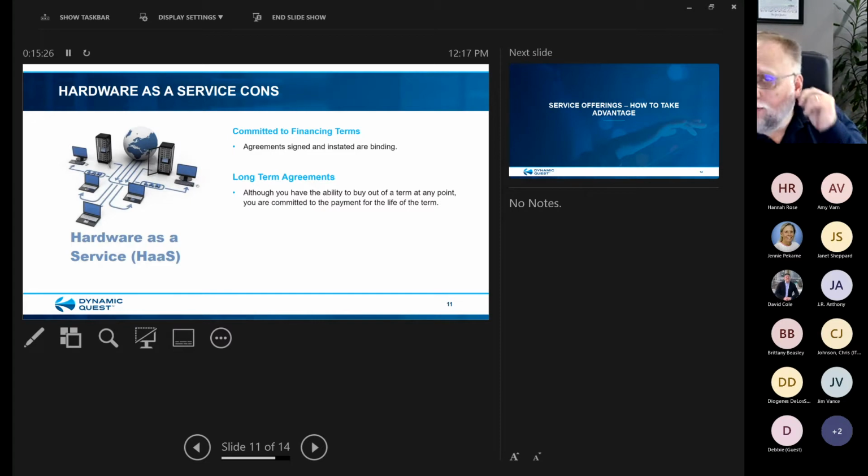So what are some of the cons? Certainly, you're going to be committed to financing terms. Once they're in place, you really can't. There's no advantage to an early termination, because you have to buy out the term of the contract.